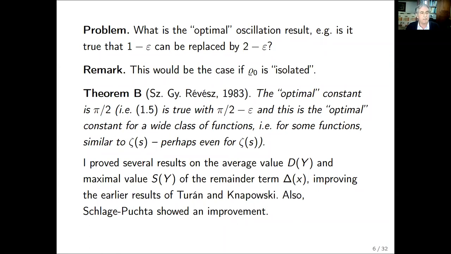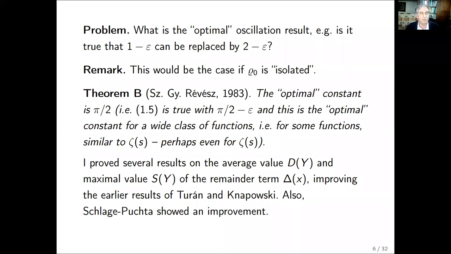But then somewhat later, Szilárd Révész could show that this optimal constant is not two minus epsilon, but for a large class of functions we have pi over two minus epsilon, which means that for some functions, for example for the zeta function, it can well be that it is two minus epsilon. For example, if the Riemann hypothesis is true, then this constant is even infinity. We have seen Littlewood's result.